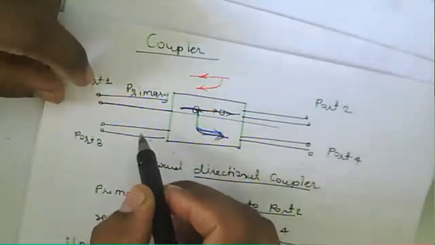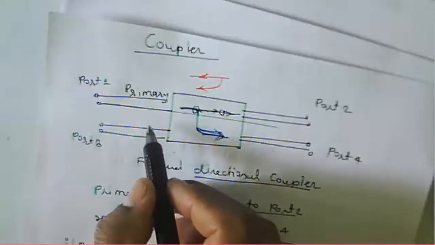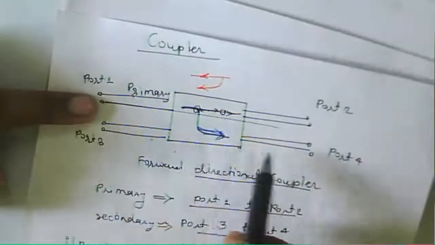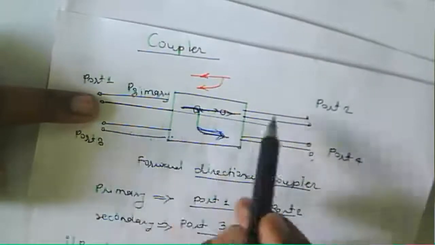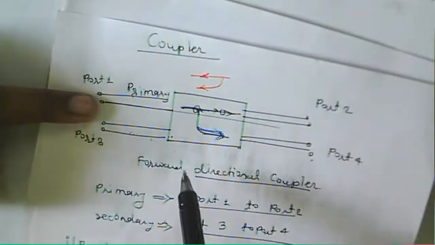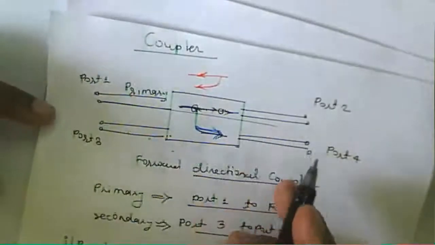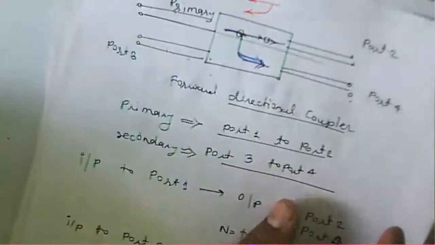We will see it in the practical. If we provide input to port 1 and are measuring the output at port 2, all other ports are to be matched. If we are measuring at port 4, all other ports are to be matched. That is the way to find out how much power coupling takes place. That's why we consider the various ways to couple the power.